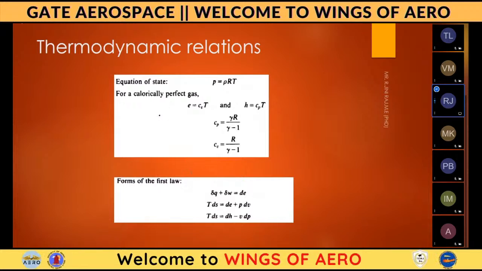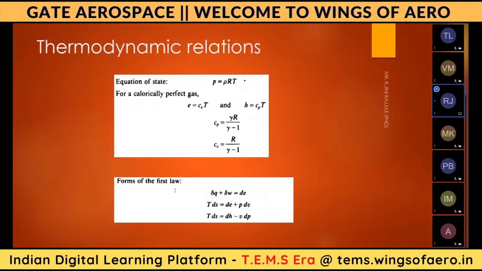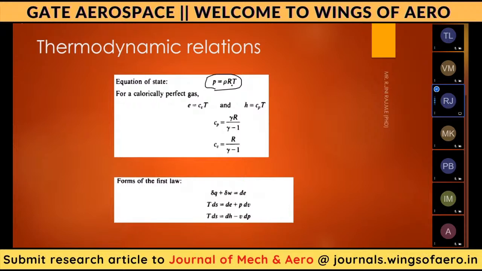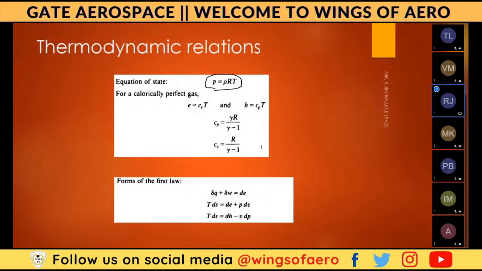So for thermodynamic relations, first of all, PV equal to MRT, that is the gas equation, because here we are considering gas, and the ratio of specific heats, gamma, equal to 1.4 for air. So PV equal to MRT, V equal to 1 by rho. Therefore, P equal to rho RT.